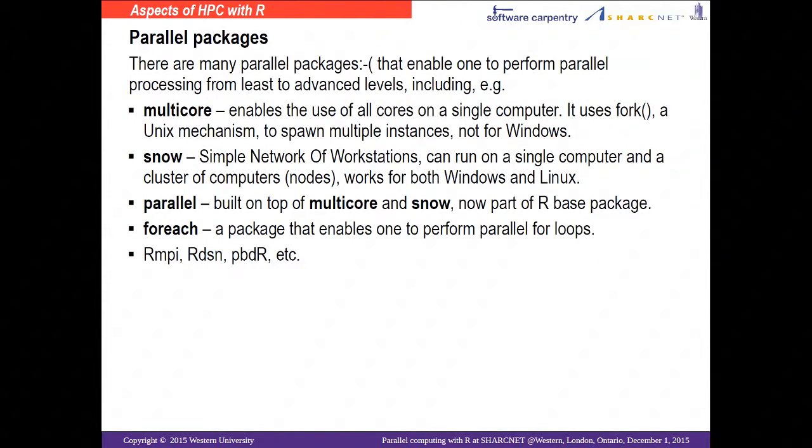And in version 2.14, there's a package called parallel, which builds on top of multicore and SNOW as a higher-level package that you can use. And there are also a number of other things, like the foreach package that enables one to perform parallel for loops, and of course Rmpi and a few other things. But here we will focus on the parallel package and foreach.